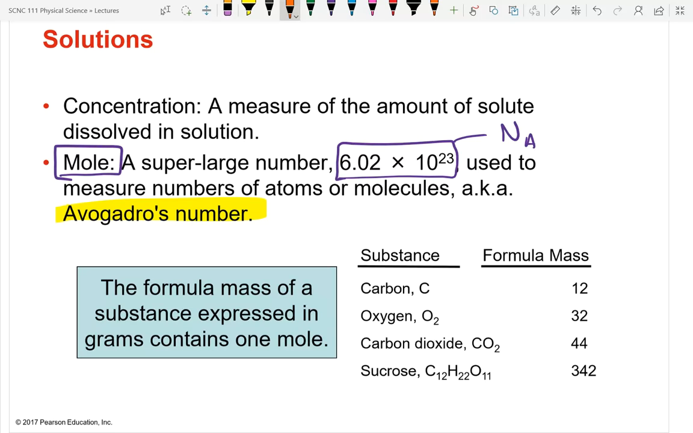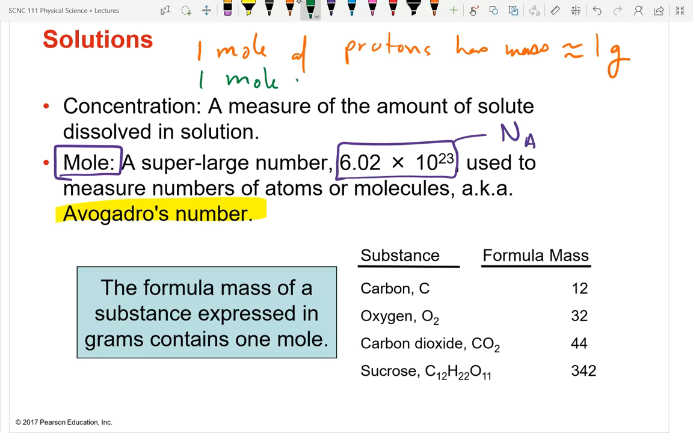But there's more to the mole than just a randomly large number. The mole is such that 1 mole of protons has a mass approximately equal to 1 gram. And since a proton and neutron have approximately the same mass, it's going to be the same. 1 mole of neutrons has mass approximately 1 gram.